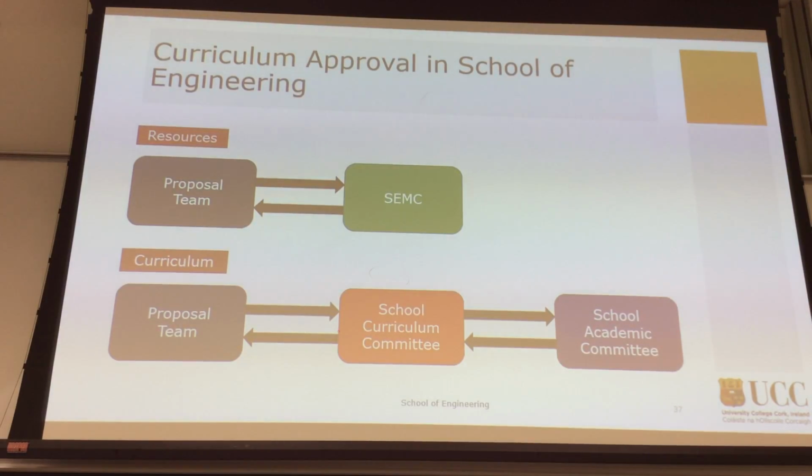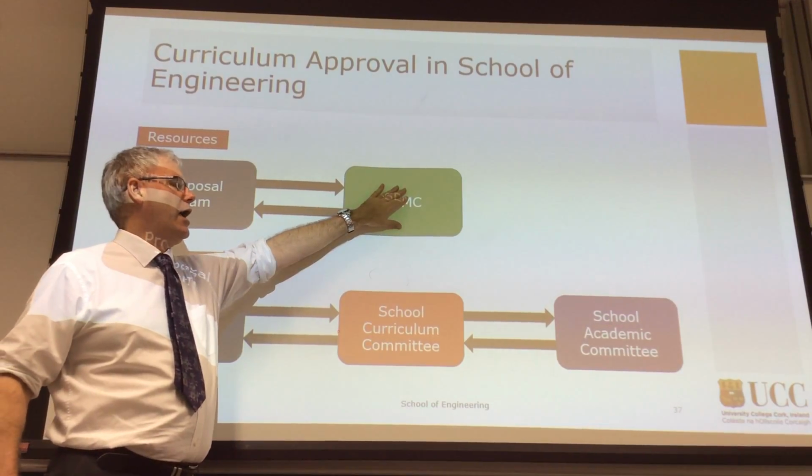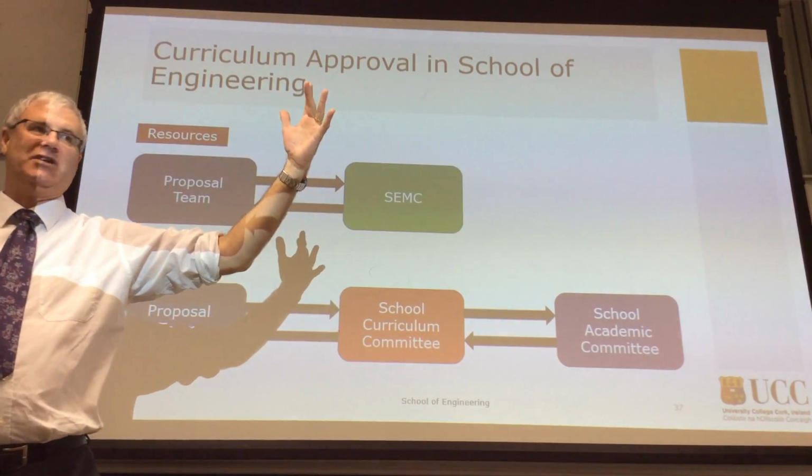Because if you don't minimize errors, you'll have student appeals, you'll have disappointed students, you'll have angry staff, you'll have so many problems if you don't get the curriculum right. So if I can give you any message, if you're developing a curriculum, get as many people to look at it as possible. So in the School of Engineering, if we're coming up with a new proposal, the way we work is, first of all, the proposal team would present to my management committee.